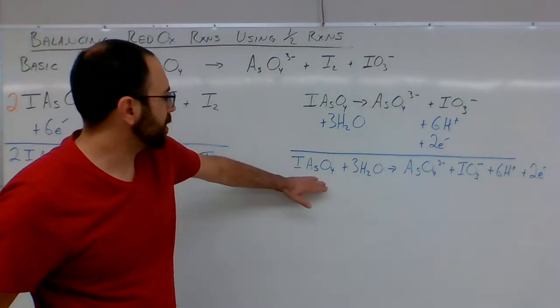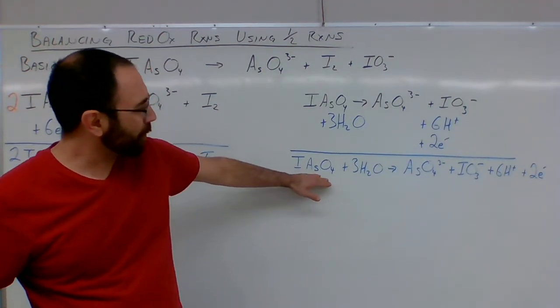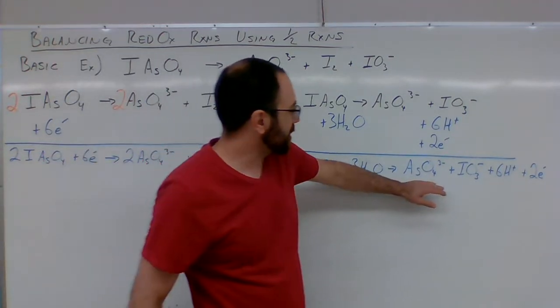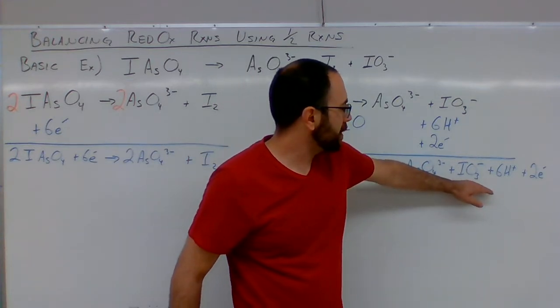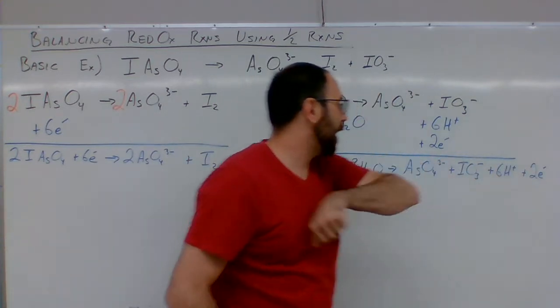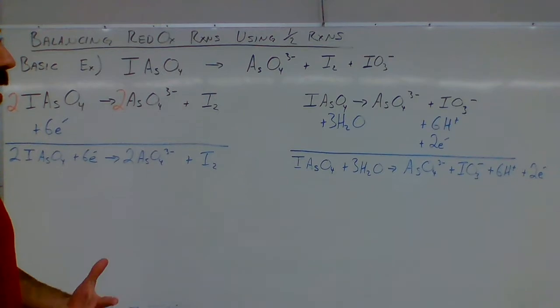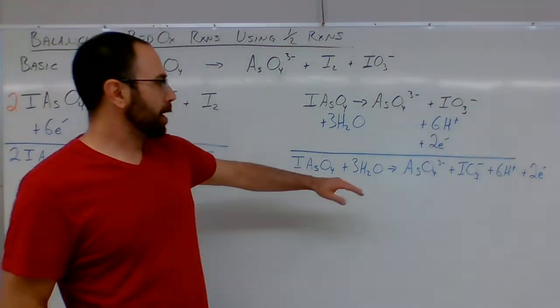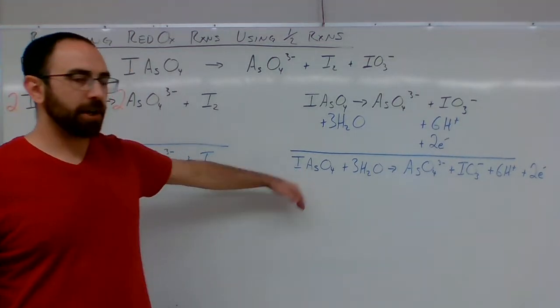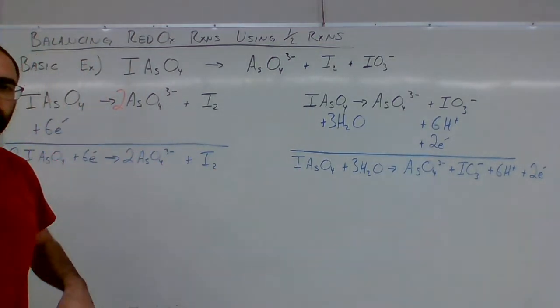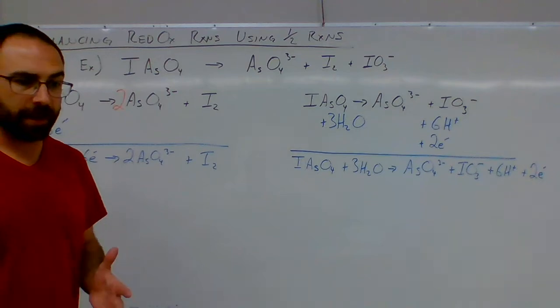Okay, so we've got that one IASO4 plus 3 waters gives us an ASO4, an iodate, IO3, 6 hydrogens, and 2 electrons. Now you may be saying, Mr. Finn, but you said that when basic we've got to add in hydroxides to balance out. We're going to do that after we recombine these. There's no point, because we might have hydrogens in both of these half reactions, and we're adding hydroxides in both these reactions. Let's just save that until the very end.